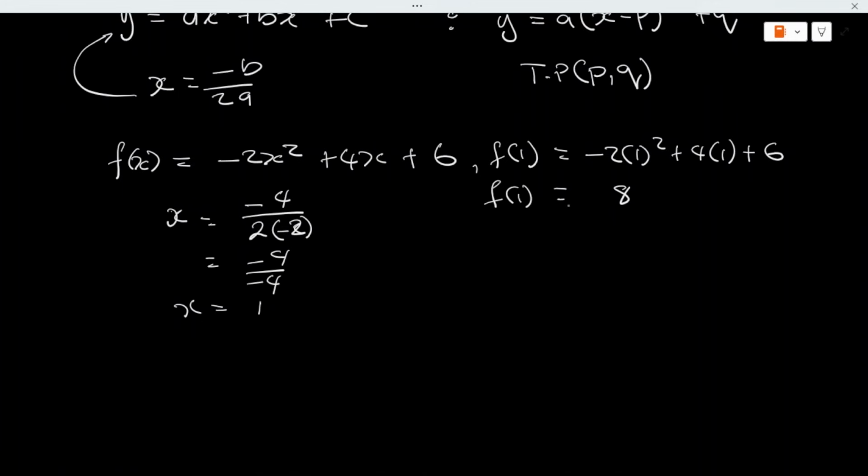So what does this mean? This means that the turning point coordinate is given by (1, 8). So the x value is 1, while the y value is 8.